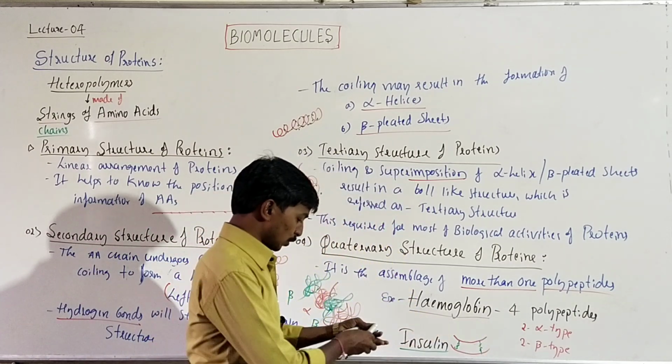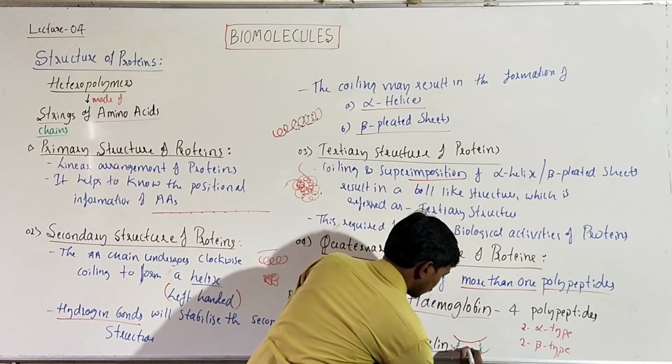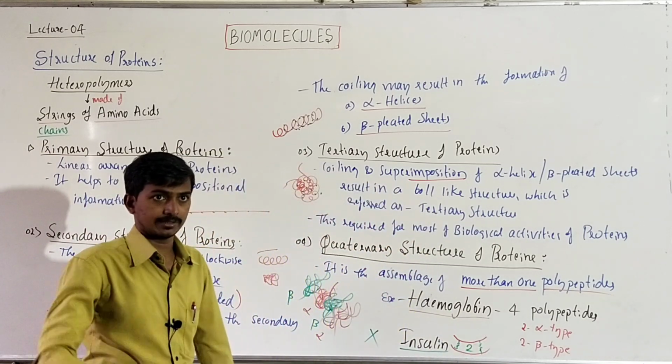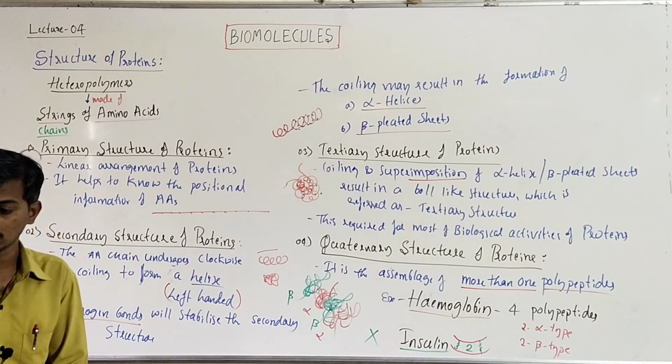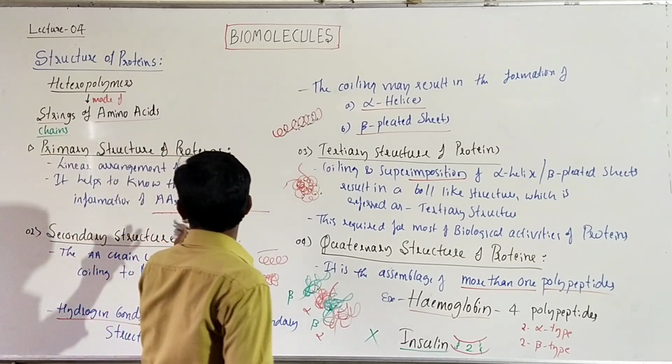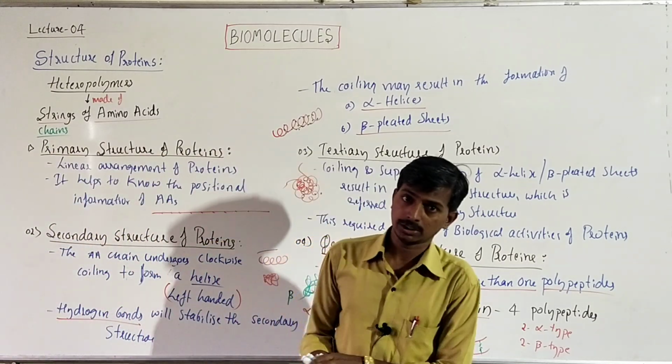Okay, hemoglobin is made of 4 polypeptides. Insulin is made up of 2 polypeptides. Made of 2 polypeptides means 2 chains. Okay, hope the concept of the structure of a protein is clear, right?